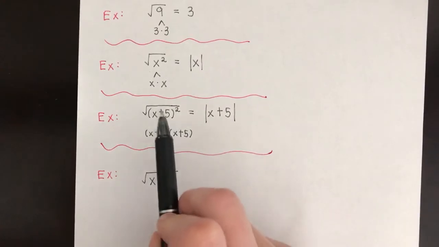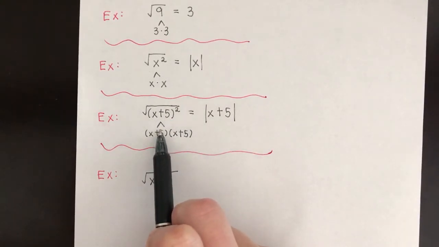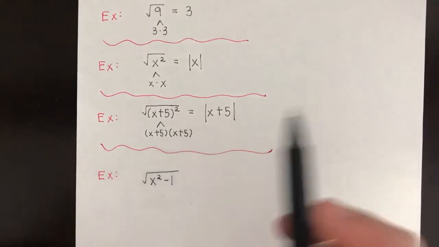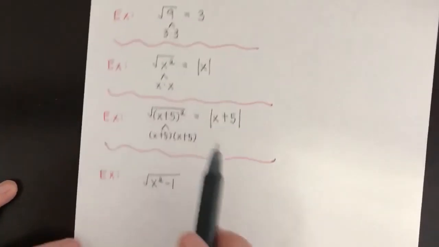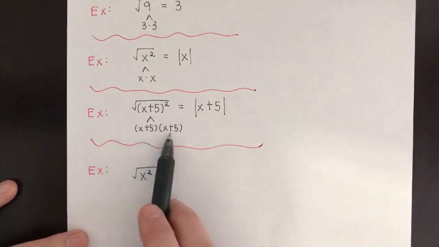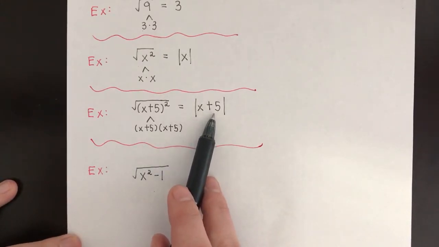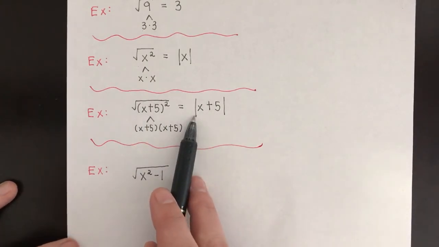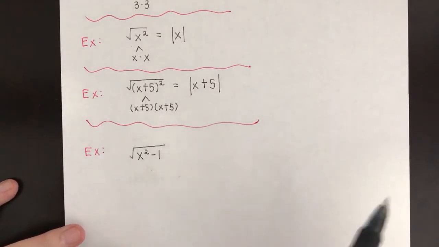Similar here, when you've got the quantity x plus 5 squared, really that means the quantity x plus 5 times the quantity x plus 5. Again, just like here where you had two matching factors, here you've got two identical factors. So your answer is the quantity x plus 5, but of course, with the variables and with the even indices, you've got the absolute value bars around. Now here's where students get really tripped up.